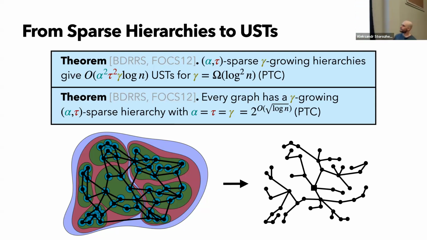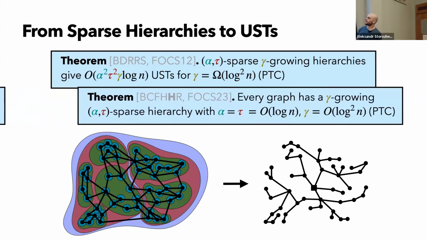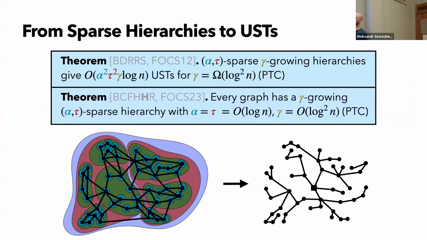Okay, so what did we do? Well, we just improved the quality of these hierarchies from Mary Poppins type bounds to logarithmic bounds. So we showed that you can get alpha equals tau equals O of log n with gamma of log squared n. And remember that for even just a single level of these sparse partitions, alpha equals tau equals log n is tight. So this is basically an optimal version of these hierarchies up to this log squared factor of gamma. The values of alpha and tau here are optimal.